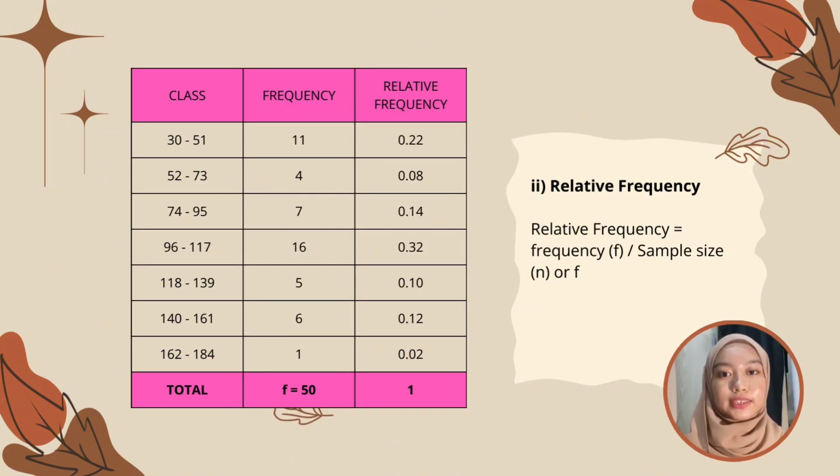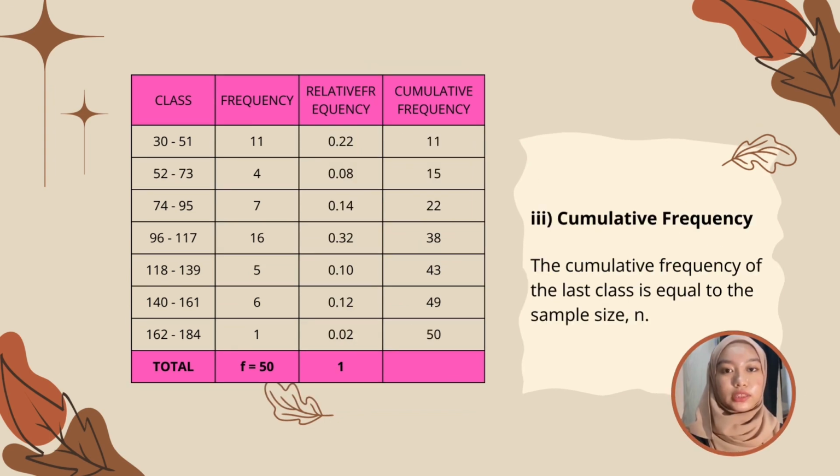Table 2 is relative frequency: the frequency divided by the sample size n. Table 3 is cumulative frequency, which is the sum of the frequency for the class and all previous classes. The cumulative frequency of the last class is equal to the sample size n.